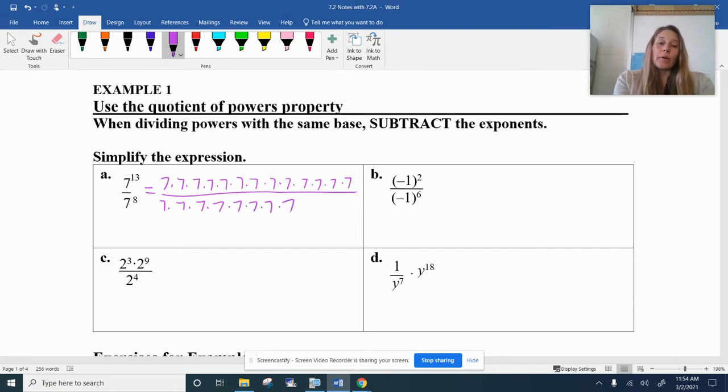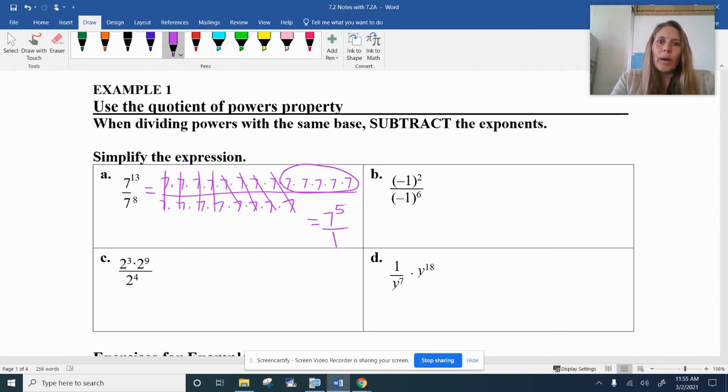So if you had 13 sevens being divided by 8 sevens, anything that cancels out we could do, right? So we could cancel out all of these one for one, and that would leave us with these remaining sevens up on the top. And there's 1, 2, 3, 4, 5. So you would end up with 7 to the 5th on the top, and nothing's left on the bottom, so that would just be a 1.